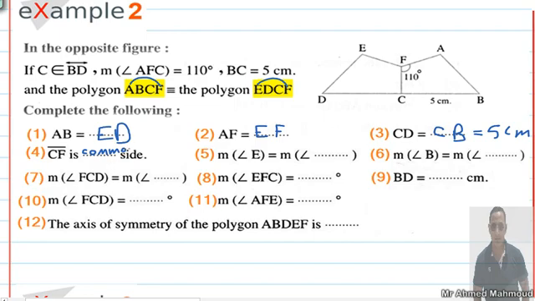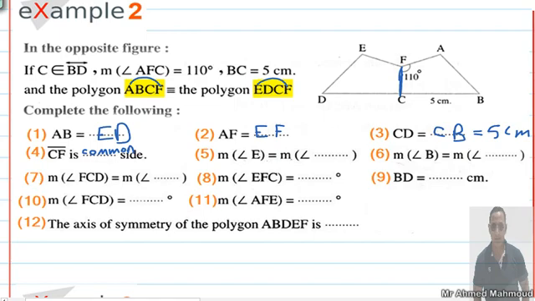Common side, or side included between the two shapes here, CF, inside the polygon ABCF and inside the polygon EDCF. Okay.